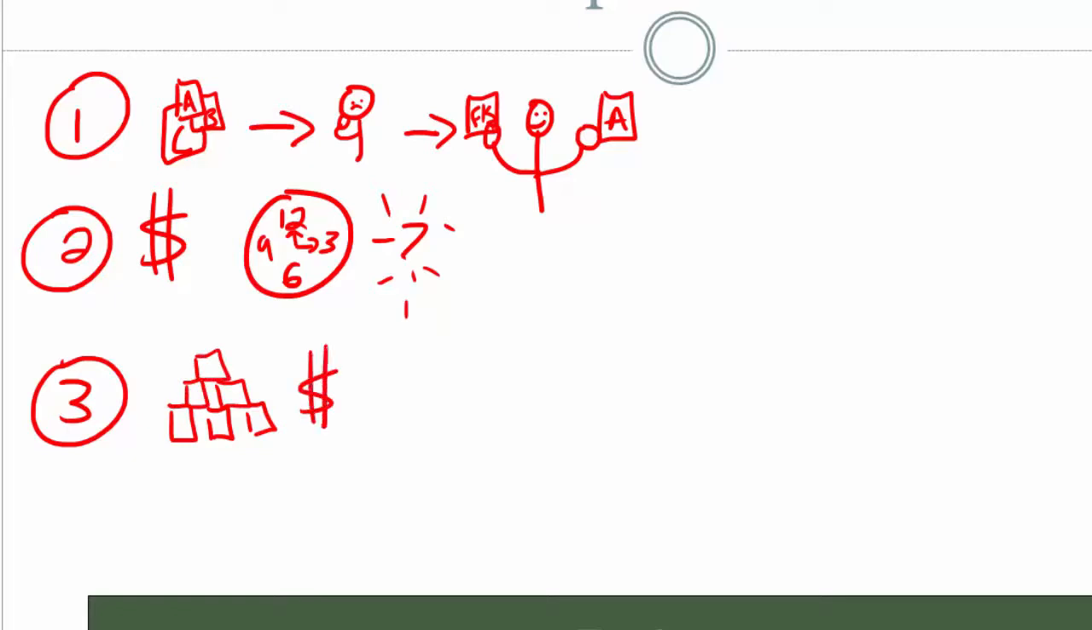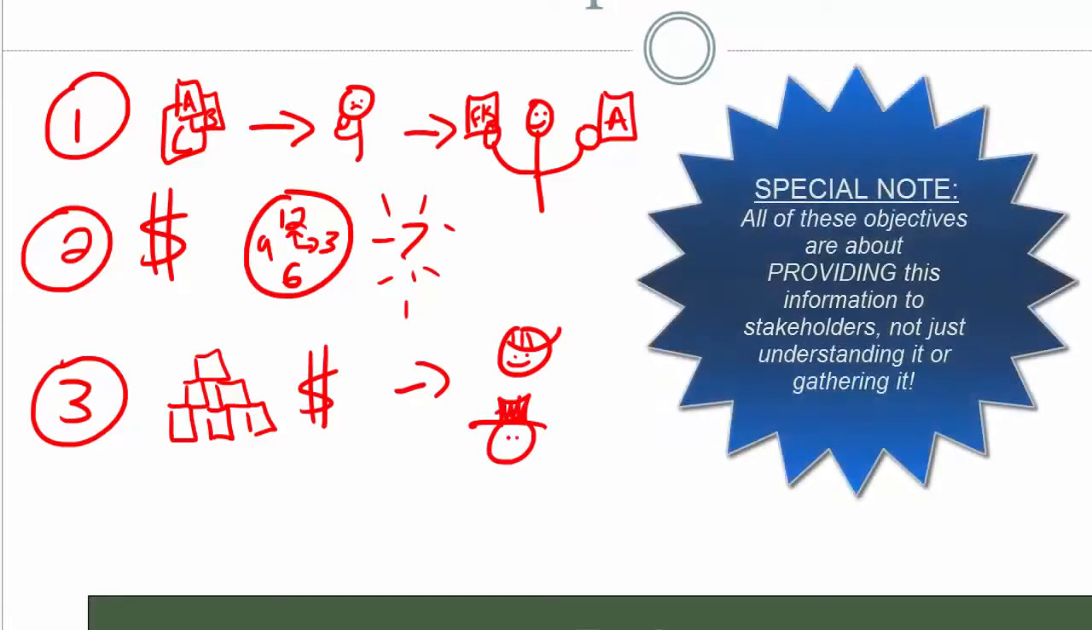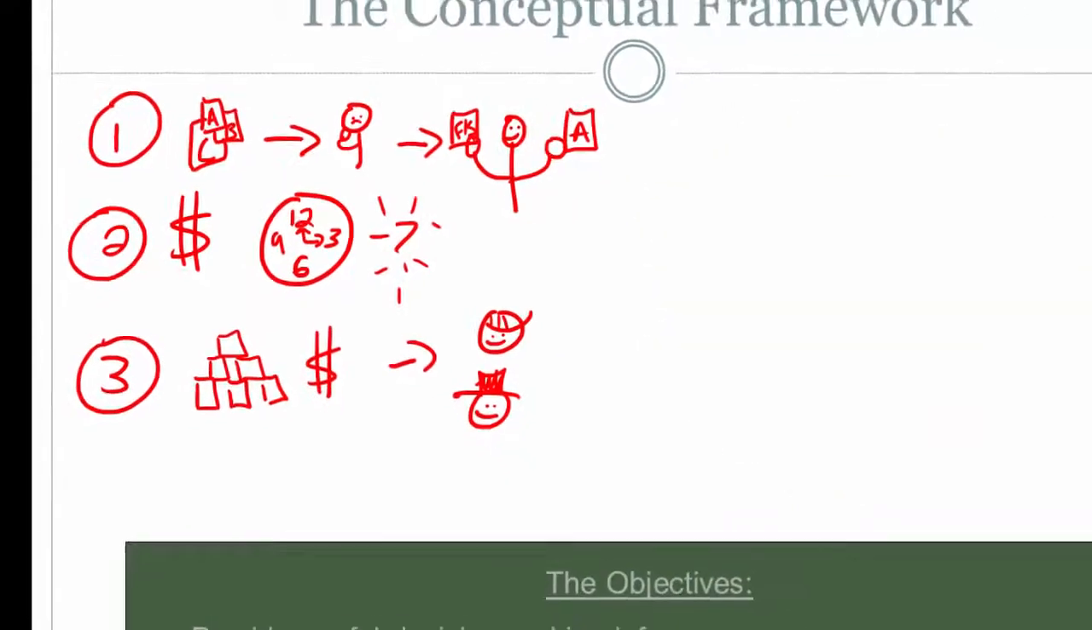And of course cash. And who has claim on those assets? Is it our owners or our debt holders? These three ideas form the foundation for everything that we do in the conceptual framework. We want to make sure that everything comes back to that.